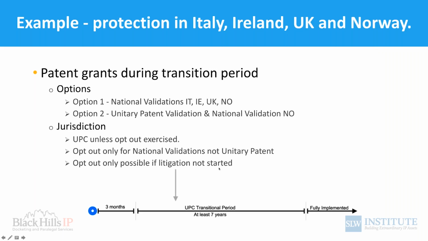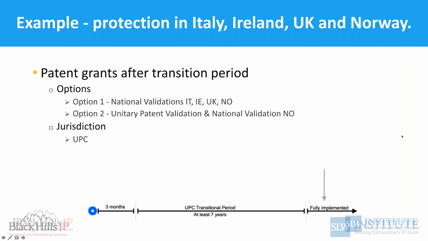The final example is after the full implementation of the UPC, once the transition period is finished. Again, there are two options for validation: national validations across all states, or a unitary patent validation which will cover Ireland, Italy and the UK as well as the other participating states, and the national validation for Norway. The jurisdiction will be the UPC for those countries within the European Union, and the Norwegian courts will decide matters for the Norwegian validation. And that's me finished on my main presentation, so back over to you.